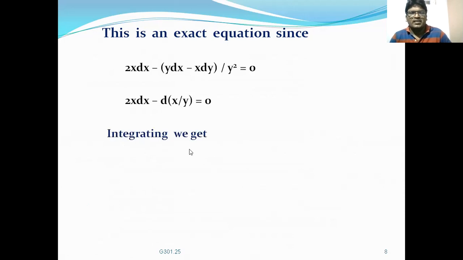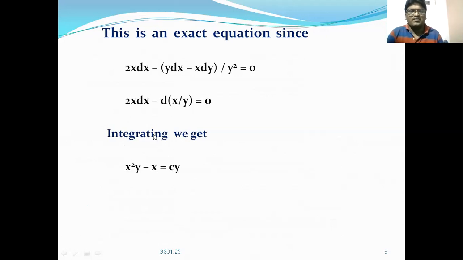See here, integrating on both sides, we get the integration of 2, constant taken common. Integration of x is x square by 2, so 2 gets cancelled. Integration and derivative get cancelled, and you will get x by y. After cross multiplication, you will get the y value.